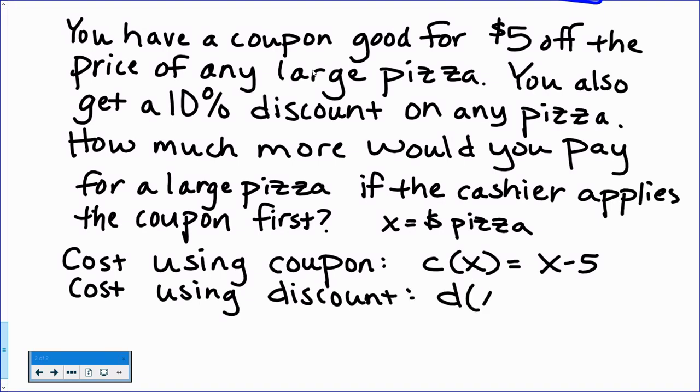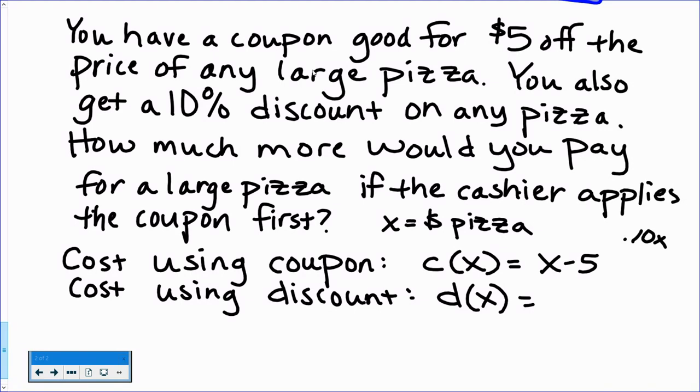So I'll use D for discount. Pizza is my input. My discount is 10% off the pizza. Many students will want to say 0.10x, okay, because they'll realize 10%, I'd use 0.10 as a decimal, multiply it by the price of my pizza. That will tell you how much money you would get off of the price of your pizza. So you are taking 10% off the value.